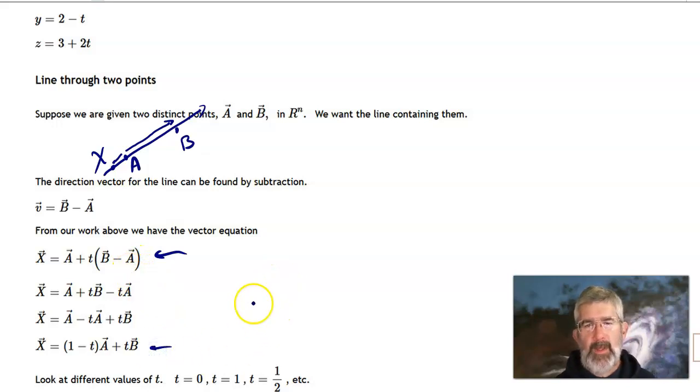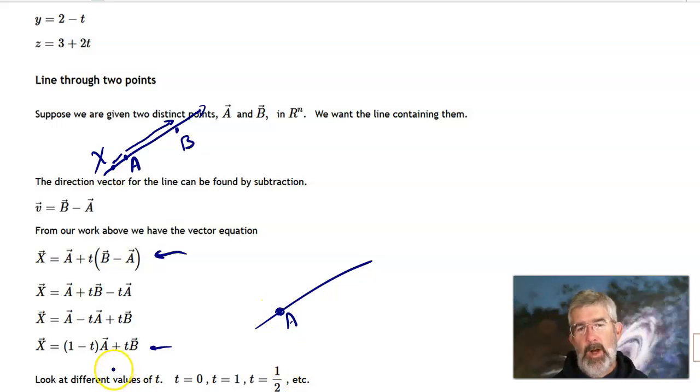I like this form. Notice, if T is equal to 0, then B goes away and this becomes a 1. So at T equals 0, you're talking about the point A. If T equals 1, then the 1 minus 1 is 0, and the A goes away, and you're just getting the point B. If T equals a half, let's say, then this would be a half A plus a half B, which would be A over 2 plus B over 2, which is A plus B all over 2, the average of A and B. It would be the point exactly right in the middle.